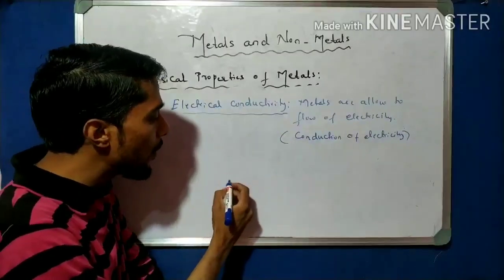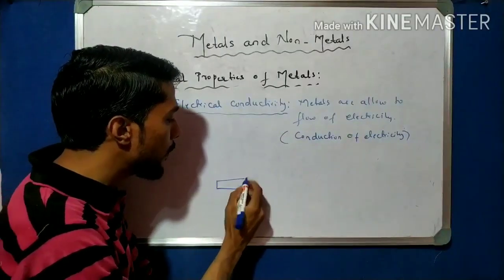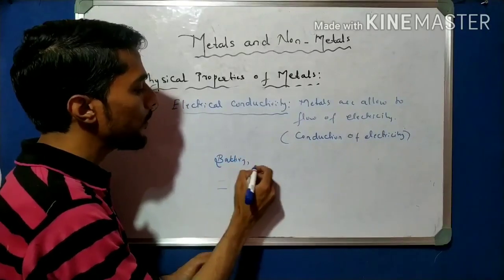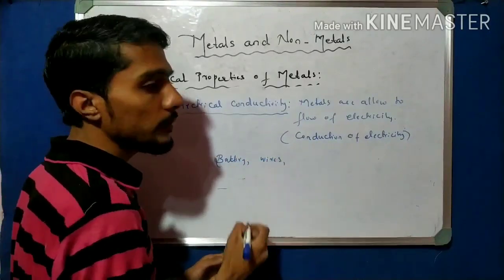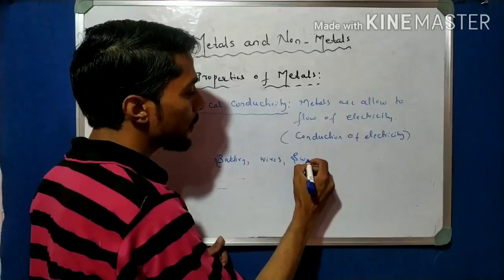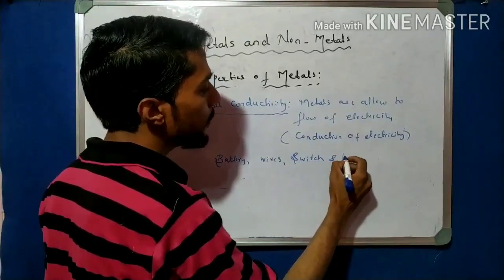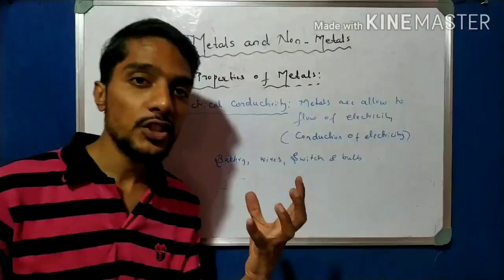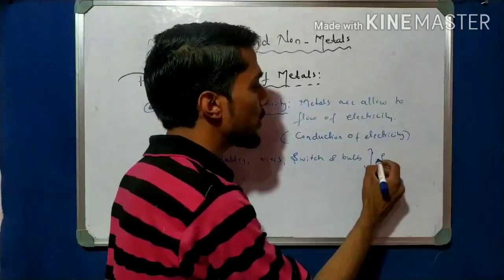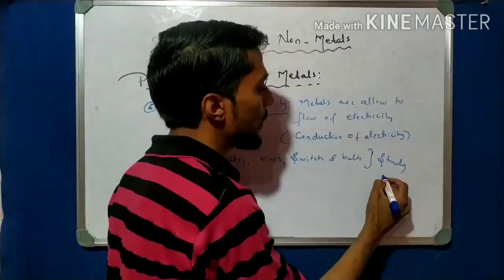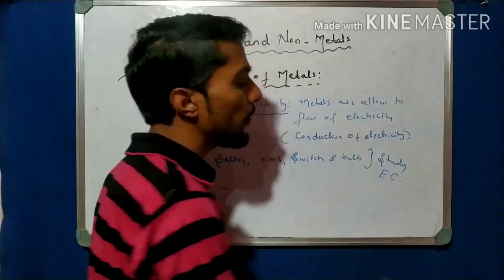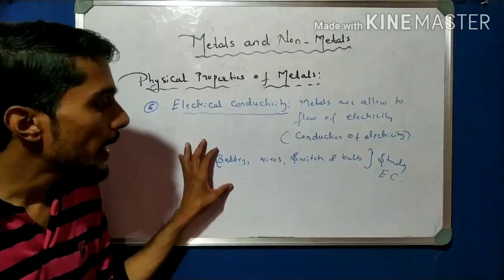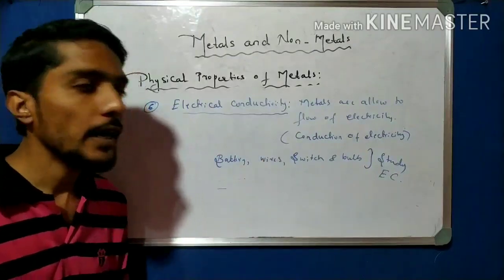Here I require one battery. A battery is given, wires are given, then a switch is given, and a bulb is given. Which property are we studying here? We study electrical conductivity, EC. So electrical conductivity is studied by using the battery, the wire, the switch and the bulb.